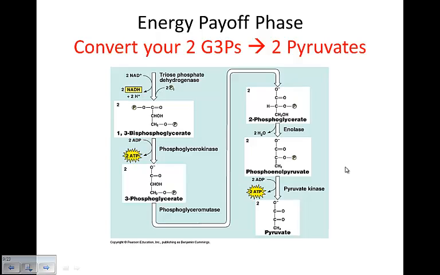Now, again, whether or not we're going to have oxygen or not determines what we do with these pyruvates. Do those pyruvates go into the mitochondria? With oxygen, they go into mitochondria. If they're not, no oxygen, then it's going to ferment. It's going to go through fermentation in the cytoplasm.